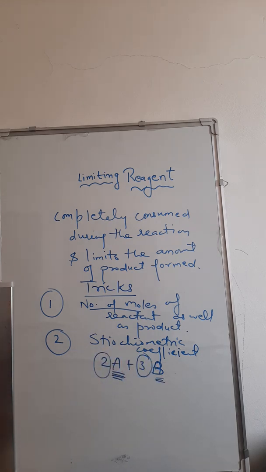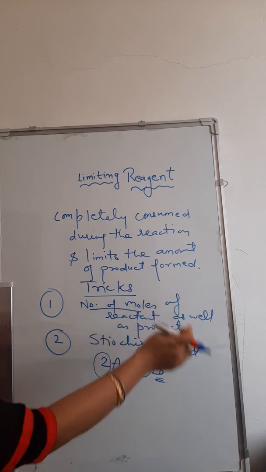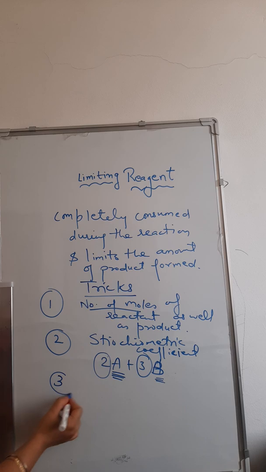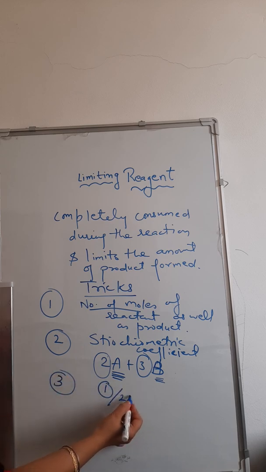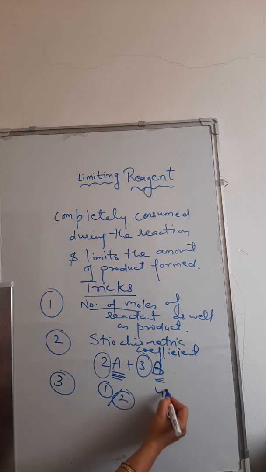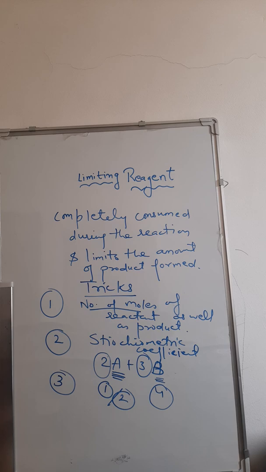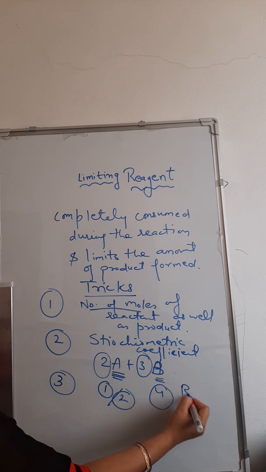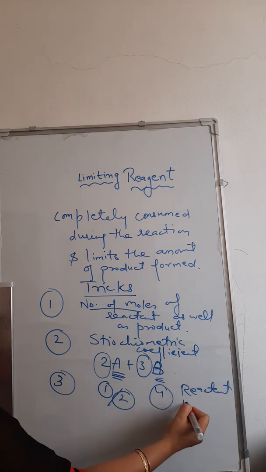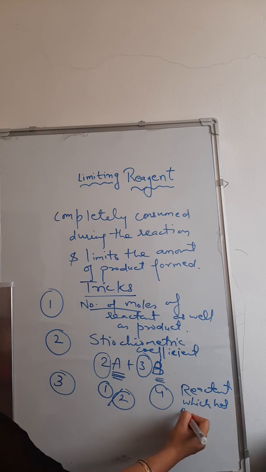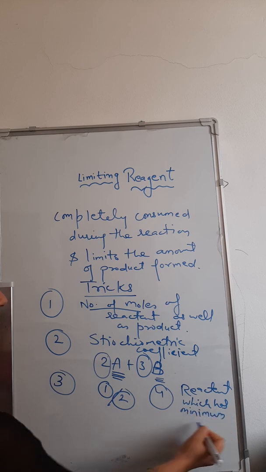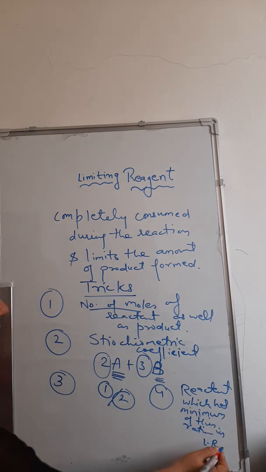Now what is the third trick? You have to divide the number of moles by the stoichiometric coefficient, so the third point is n1 by 2. Third trick you have to follow. Now what is the fourth trick? The reactant which has the minimum of this ratio is the limiting reagent.